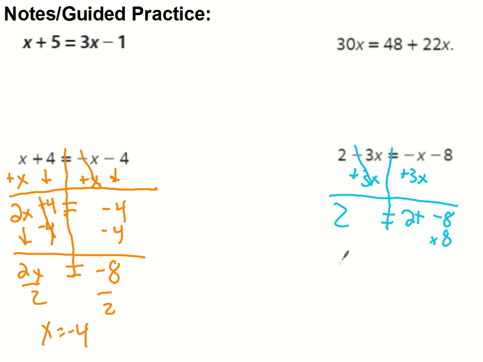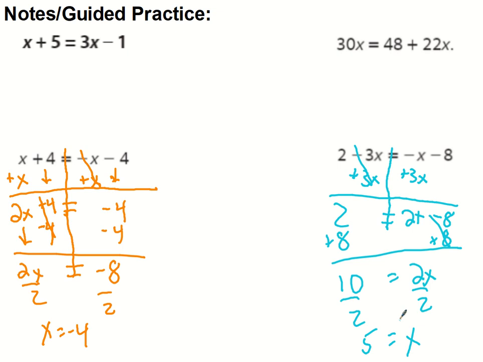Well, I've got to add 8 to both sides, because now I'm trying to get x by itself. That gives me 10 equals 2x. These cancel each other out. Divide by 2 and I get 5 equals x, or x equals 5. And I'm done.